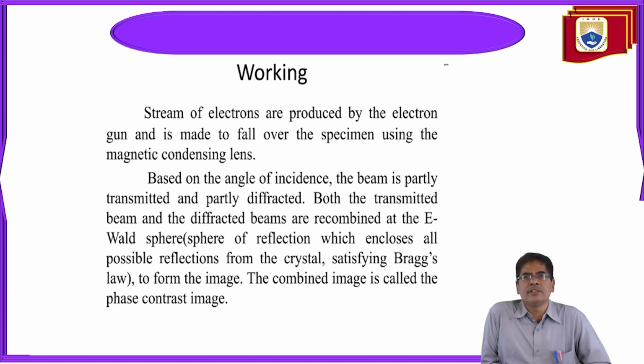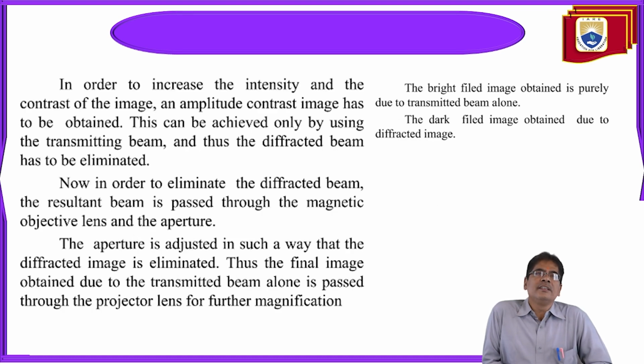So the sphere of reflection encloses all possible reflections from the crystal satisfying Bragg's law to form an image. The combined image is called the phase contrast image. In order to increase the intensity and the contrast of the image, an amplitude contrast image has to be obtained. This can be achieved only by using the transmitted beam, and thus the diffracted beam has to be eliminated.